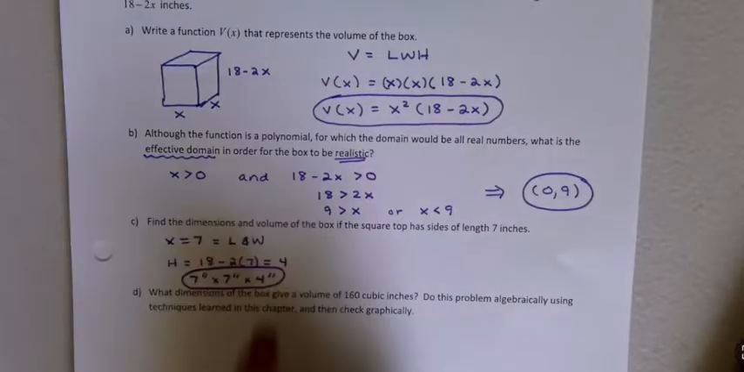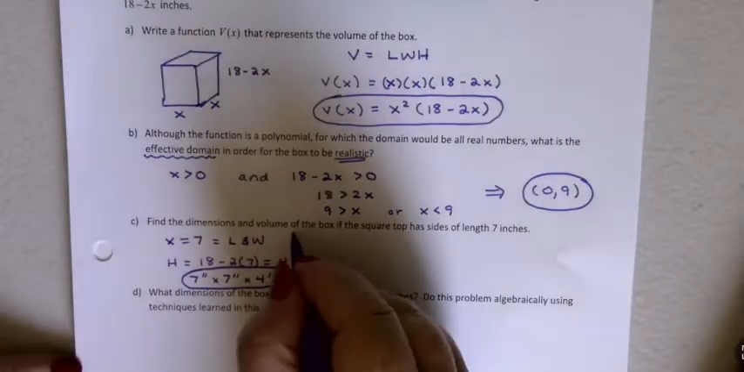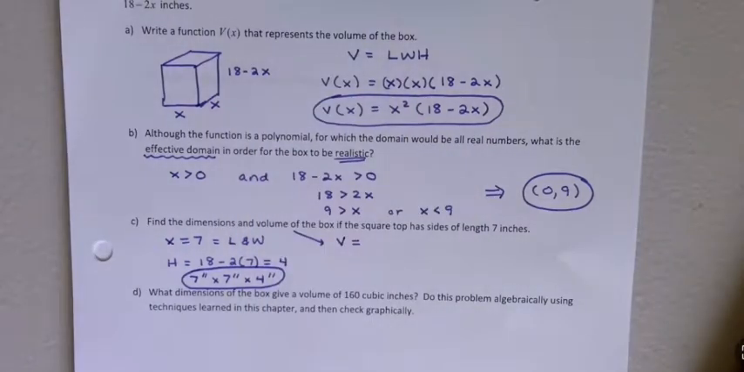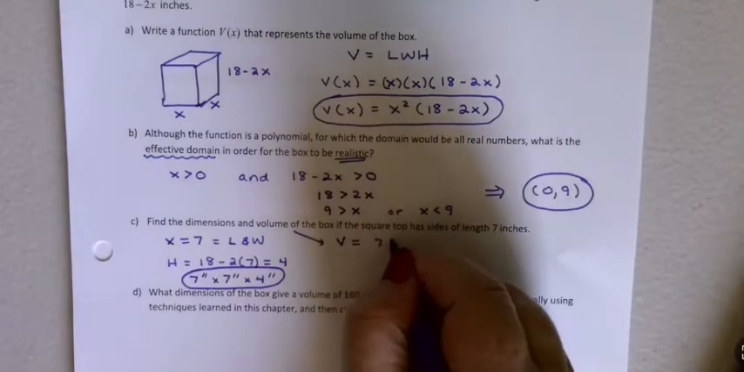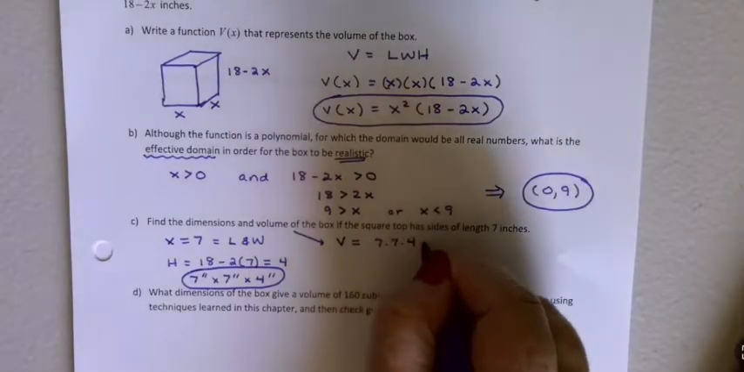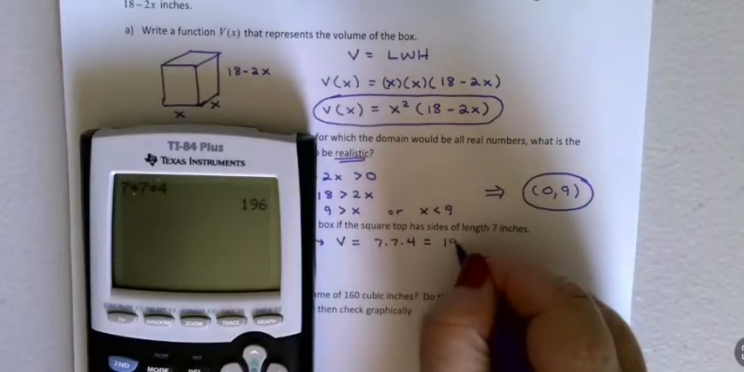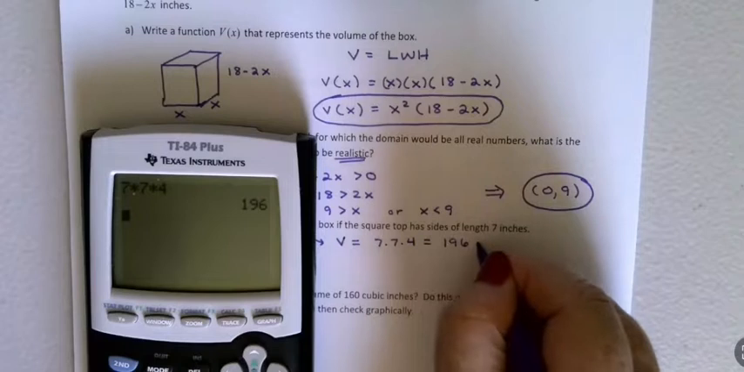To find the volume of the box, I have a couple of choices. Since I actually know the length, width, and height, it would be perfectly fine just to multiply those together. 7 times 7 times 4. 196. And that would be in cubic inches.